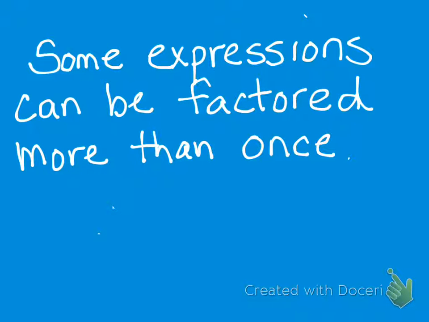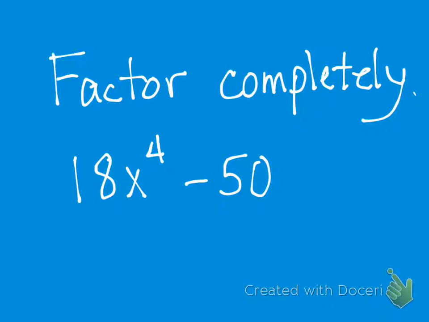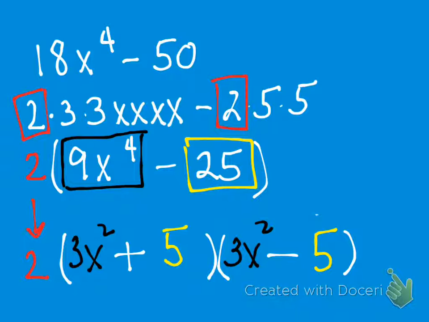Some expressions can be factored more than once. Factor completely the expression 18x to the fourth minus 50. Start by looking for a greatest common factor to factor out. The first step is to factor out a 2 because both of the terms have that in common. After I factor out a 2, in the parentheses I have 9x to the fourth minus 25.